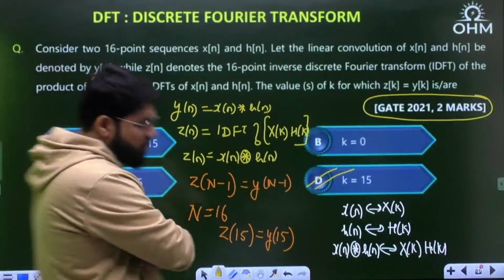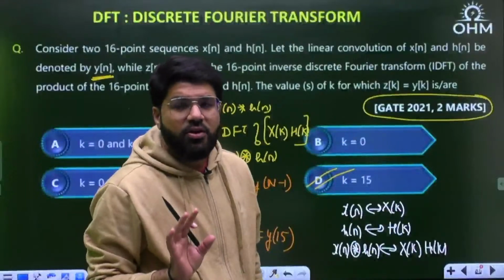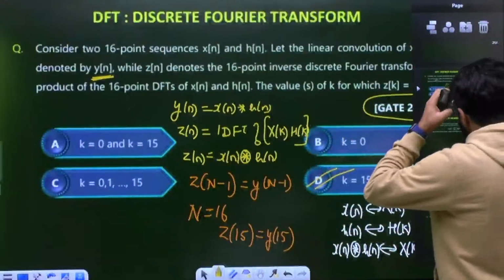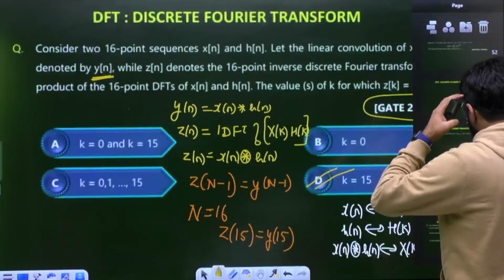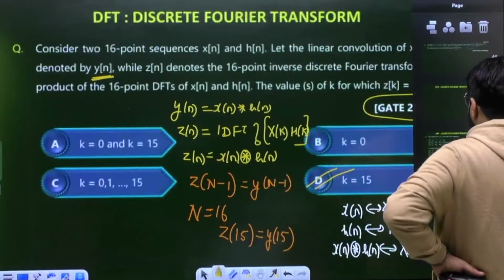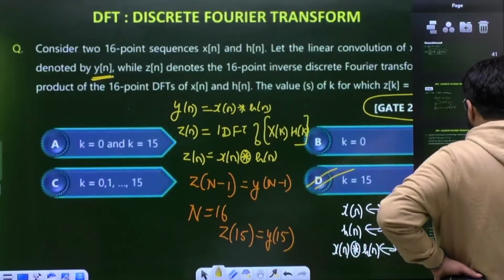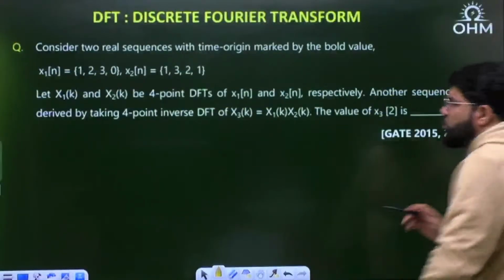Simple question, just one result of circular and linear convolution, also the circular convolution DFT property. One more very similar language I'll show you. Here is that, one more GATE question. I'll show you this GATE question first of all. Have a look into it.